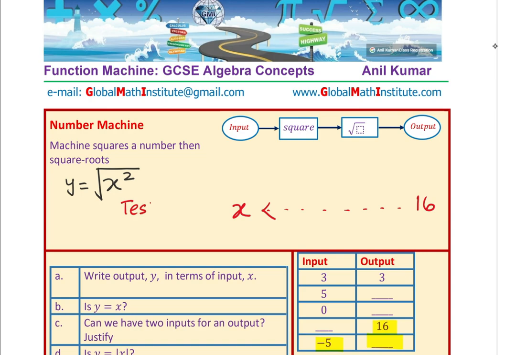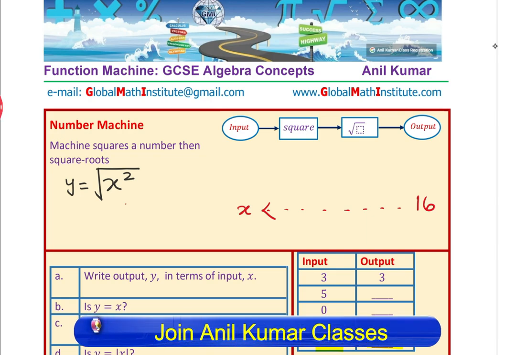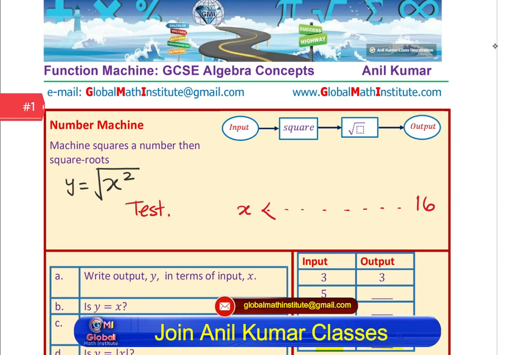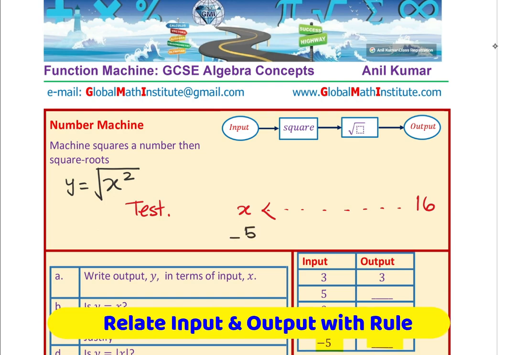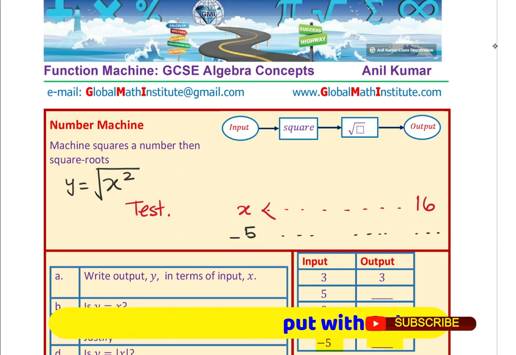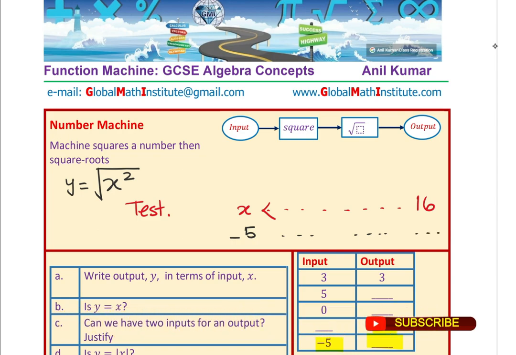I'll say this is your test question. Okay, so let me rewrite. You have to get input x, and that is your test. Is it possible to get one solution? Is it possible to get two solutions? What is possible in this case? And of course, if minus 5 is the input, then what happens? That is also very interesting to figure out.